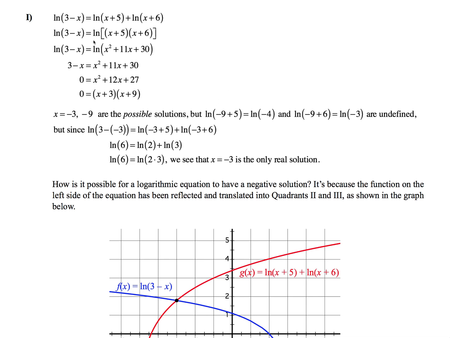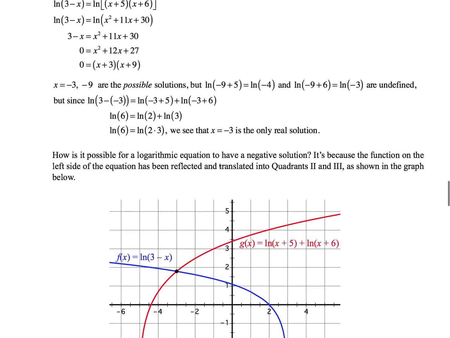But if you put negative 3 into this equation, 3 minus a negative 3 is 3 plus 3, which is 6, natural logarithm of 6. Negative 3 plus 5 is 2. Negative 3 plus 6 is 3. You combine these two, and you have the natural log of 2 times 3, which is 6. So negative 3 is a solution.